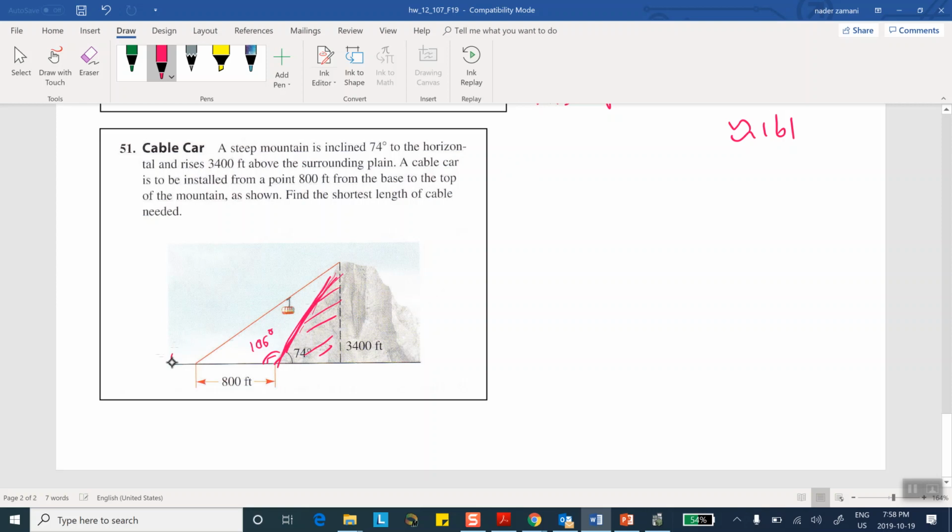So I'll call this triangle ABC. BC, which is the hypotenuse in the right triangle that you see here, the shaded one, is equal to 3,400 over sine of 74 degrees. Remember, sine of 74 is 3400 divided by the hypotenuse, so all I did was solve for the hypotenuse. Let's put that in our calculator.